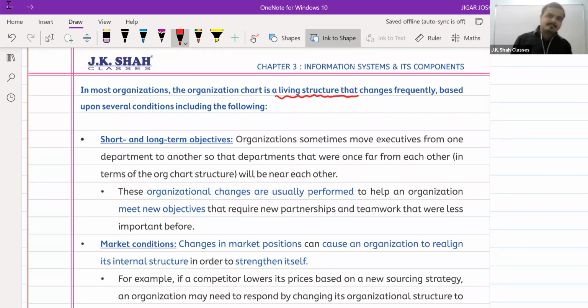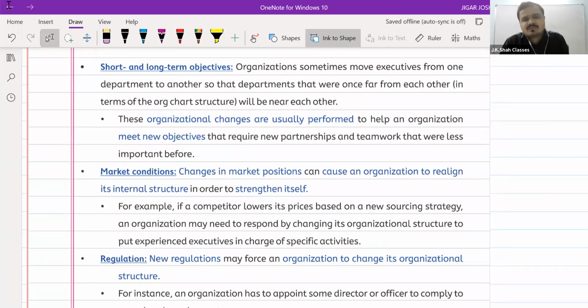This question is generally asked in objective type questions and also for 3 marks. Several conditions make changes necessary in the organizational structure. First and foremost, my dear chartered, are the short-term and long-term objectives. Many times executives are given another department, so when we shift these employees, the position in the earlier department gets empty.